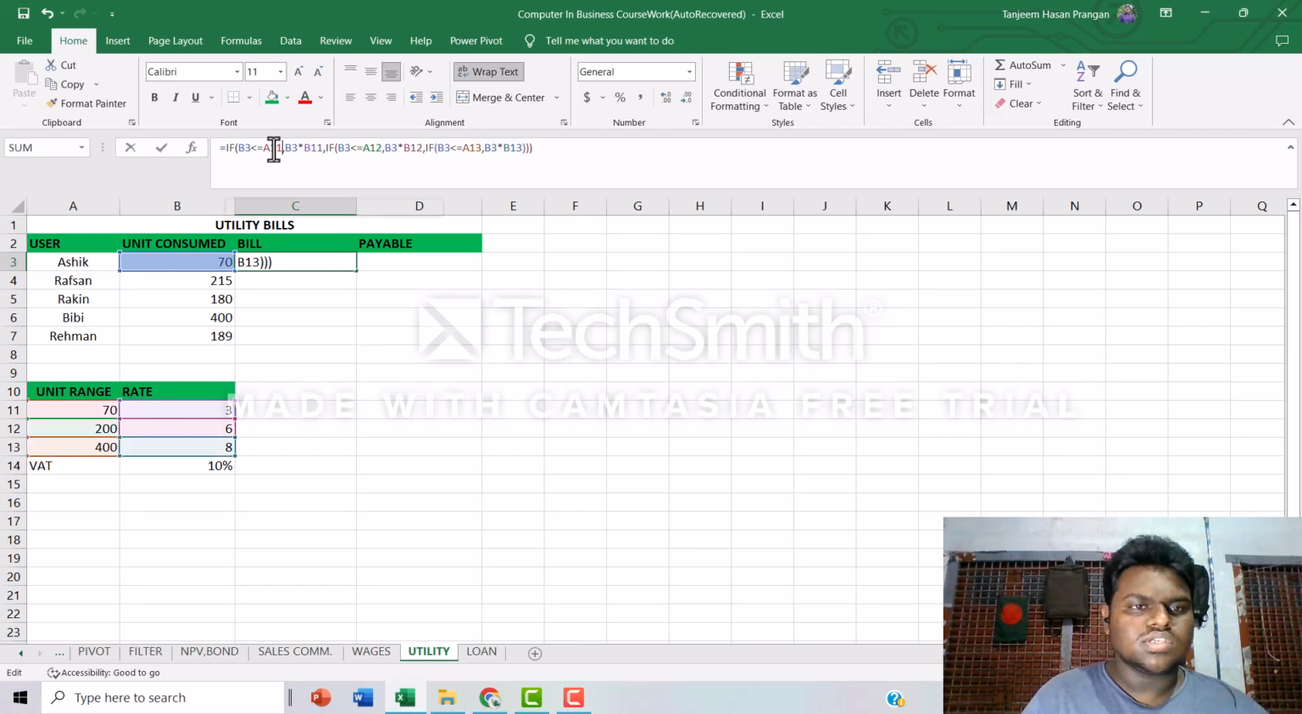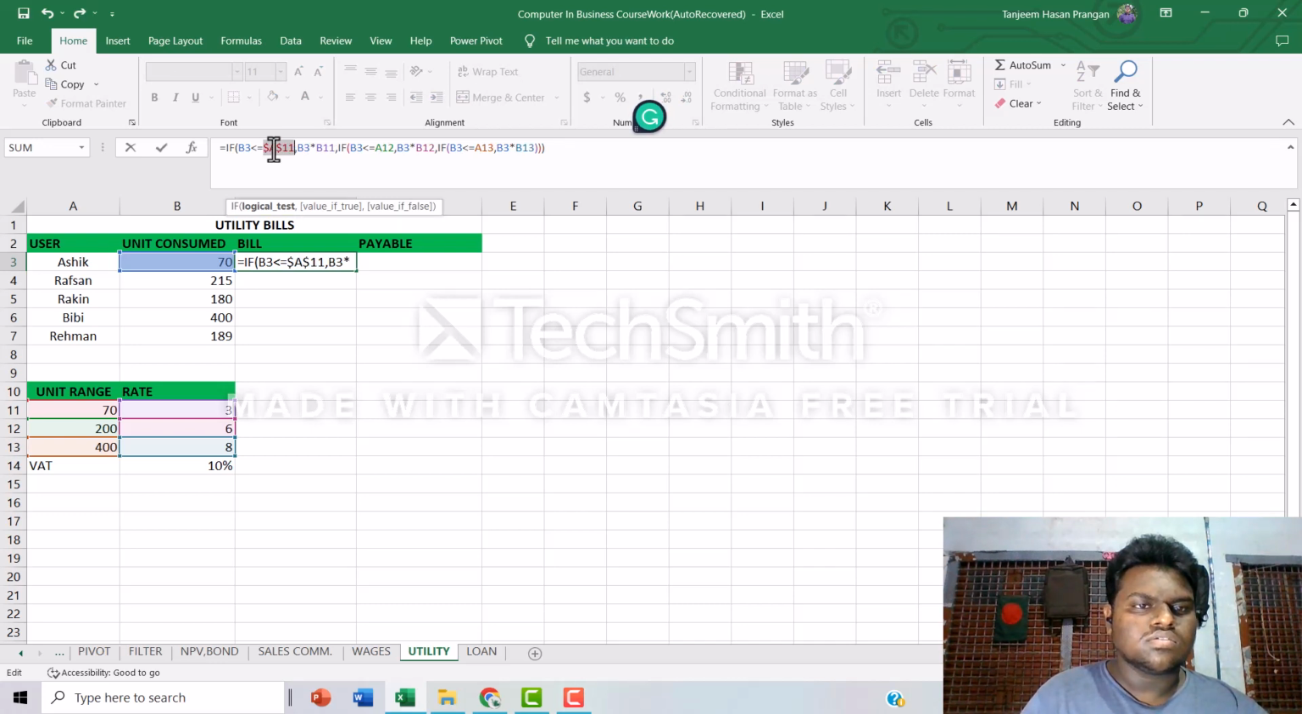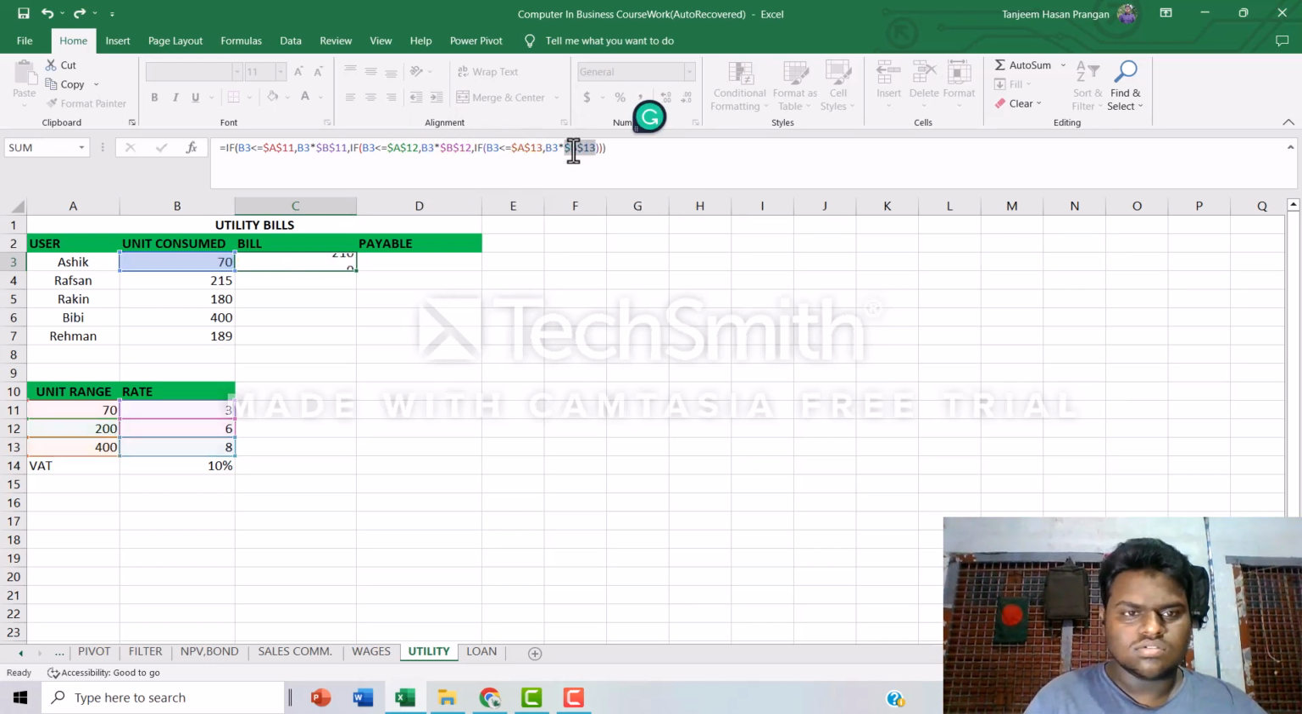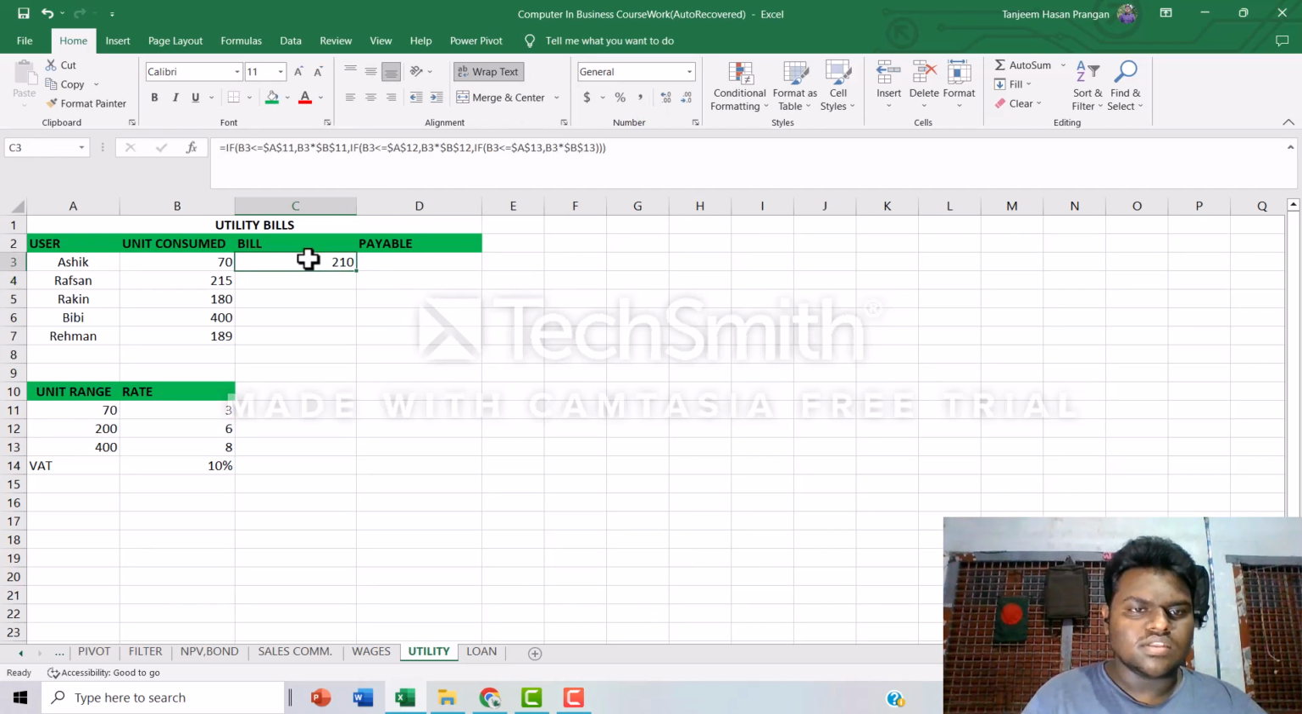So firstly this, this, all of them except B3 and this. Yes, we have done now. Then we are going to drag it down till Rahman. Yes, this is their bills as far as their uses and others.